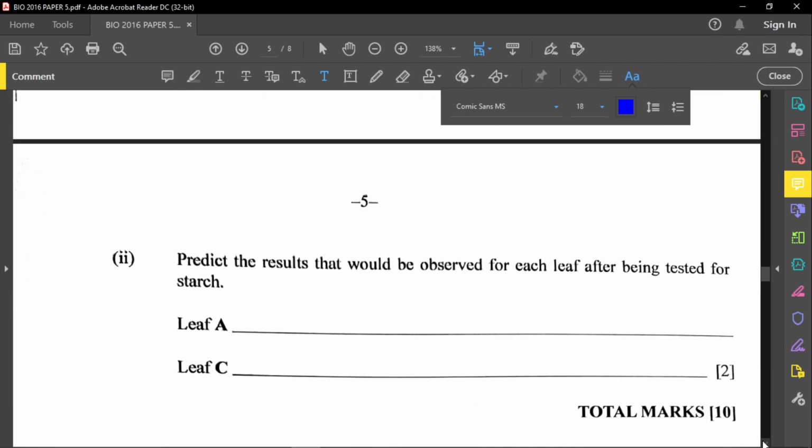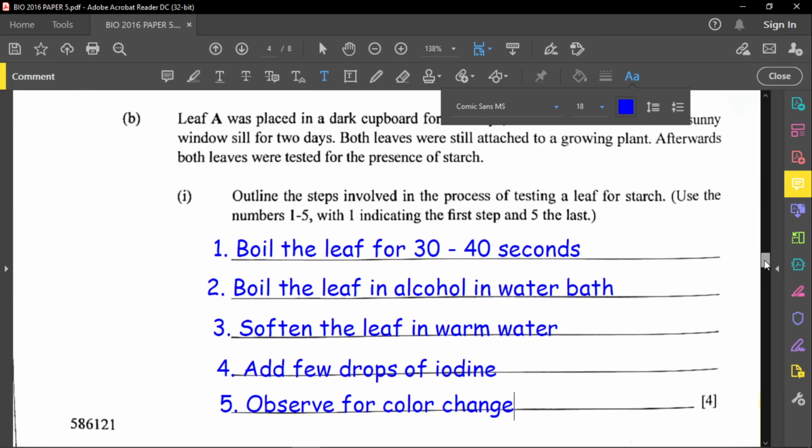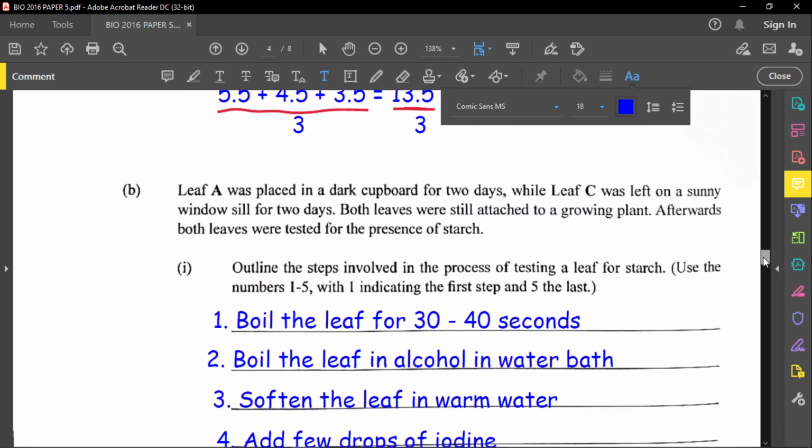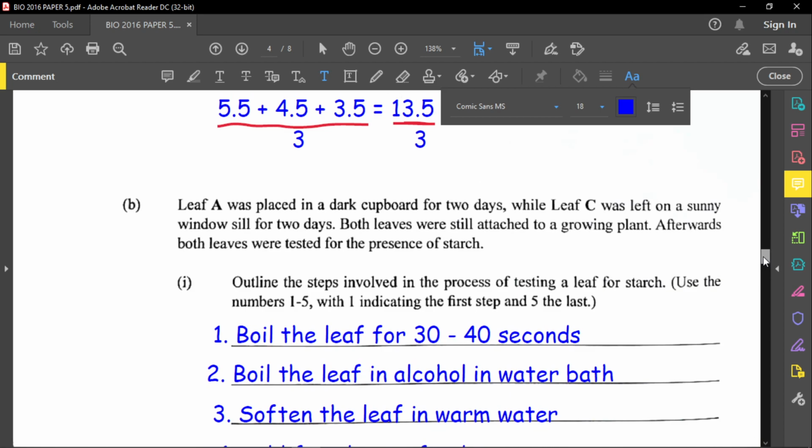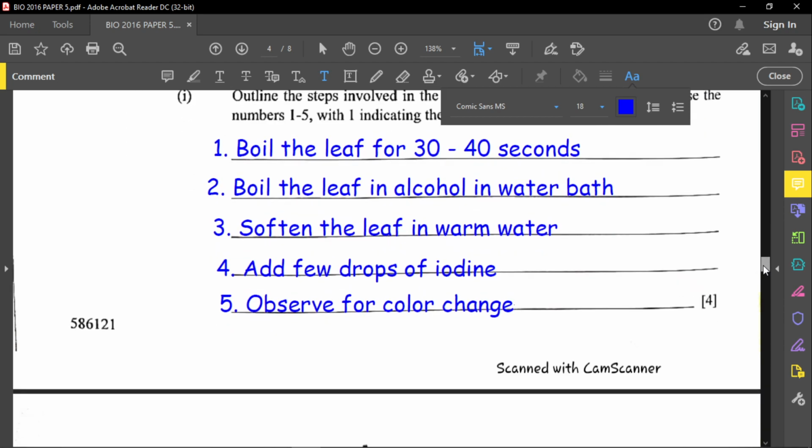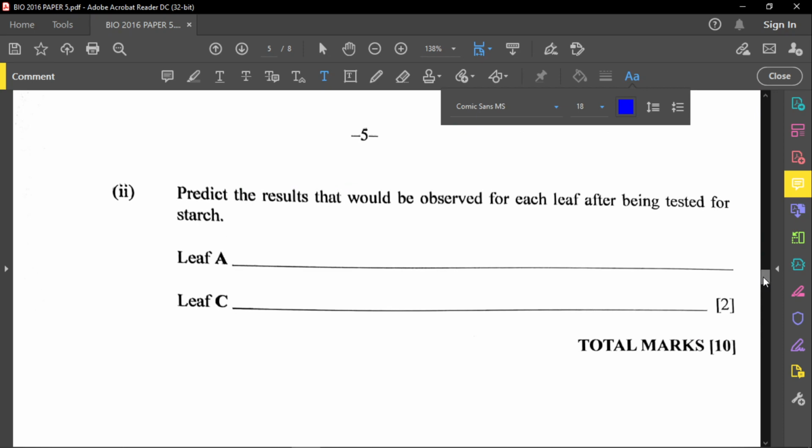All right, so let's go to our next part of the question. Predict the result that would be observed for each leaf after being tested for starch. One thing I want to quickly remind you: remember that leaf A was placed in the dark cupboard, and leaf C was placed on the windowsill where it was bright. So let's go back up there real quick to remind you about that. Leaf C was left on the windowsill for 2 days, which was sunny, so it got enough light.